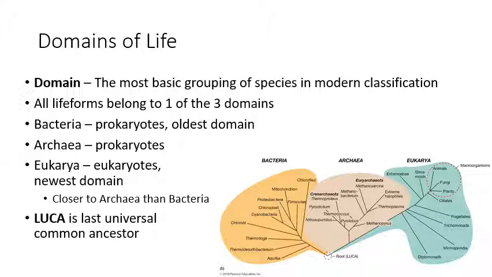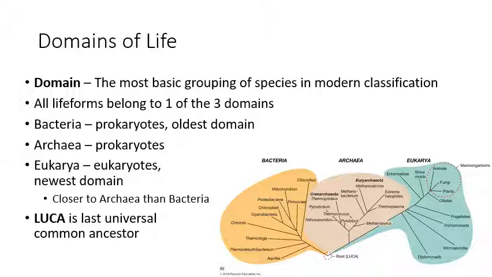Archaea is newer than bacteria, and then eukarya is the newest domain of all. So archaea and eukarya are actually more closely related to each other than eukarya is to bacteria. So we're closer to eukaryotes than we are to bacteria, evolutionarily speaking.